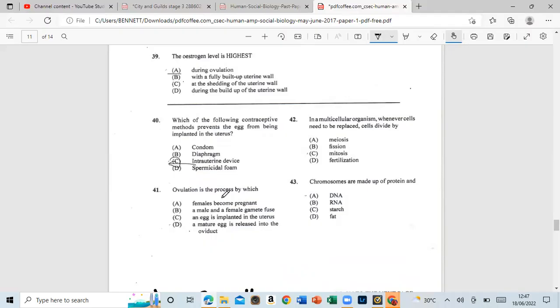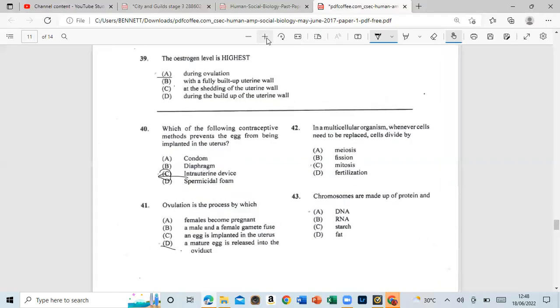Ovulation is a process by which: A, a female becomes pregnant; B, a male and female gamete fuse; C, an egg is implanted in the uterus; or D, a mature egg is released into the oviduct. Ladies, be careful. All right.